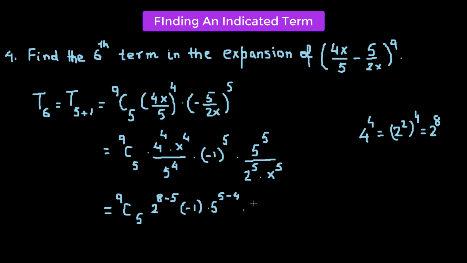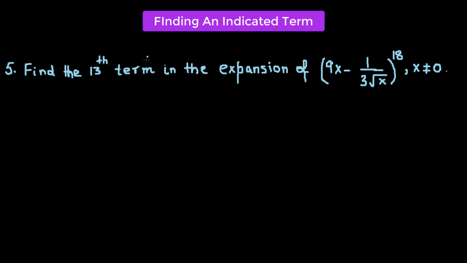Then we have x raised to the power of 4 minus 5. So the final value will be negative. I pulled out the negative 1 to the front, so it will be simply negative 9c5, 2 raised to the power of 3, and 5 times 5 times x raised to the power of minus 1. So this is going to be the sixth term. So in this question, we have to find out the 13th term.